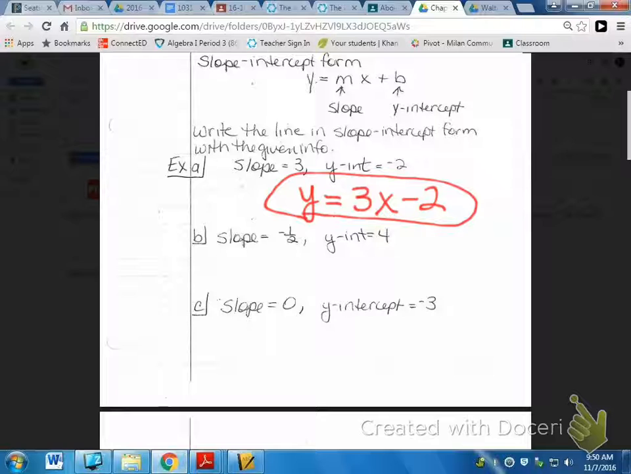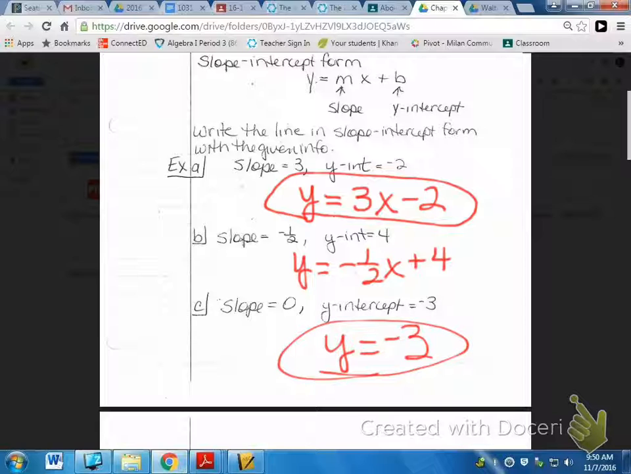Jared, what would that one be? Y equals -1/2 x plus 4. Okay, well, the next one looks a little interesting. Slope is 0, y-intercept's -3. Ben, what would that look like? Y equals -3. Because if your slope is 0, then 0 times x, well, 0 times anything is 0 and it'd fall out. So there's no need to write it. So y equals -3 would be it.